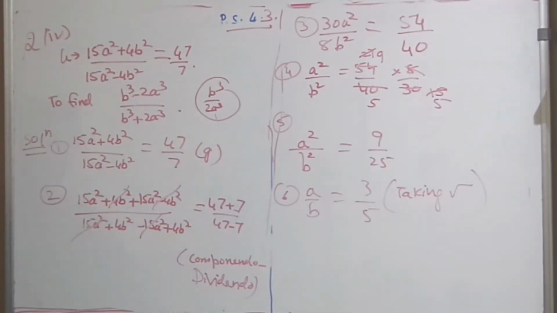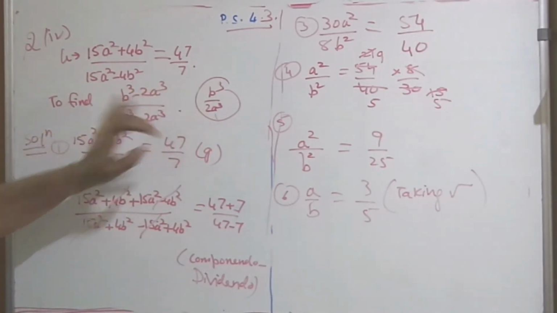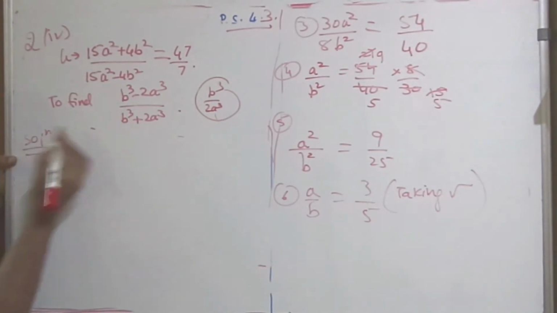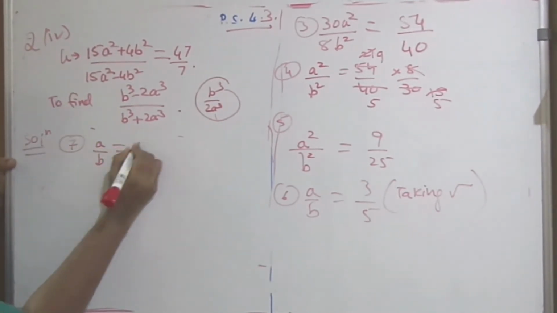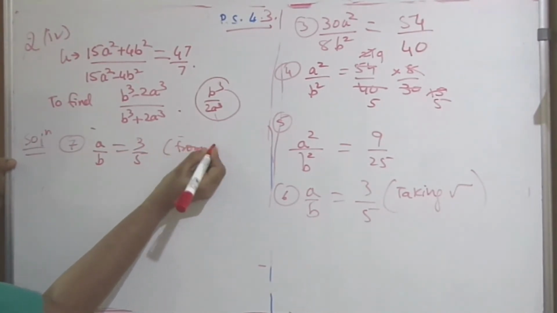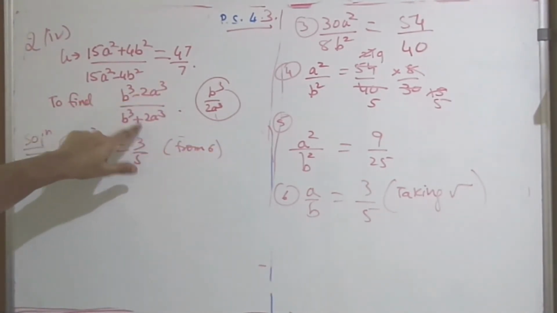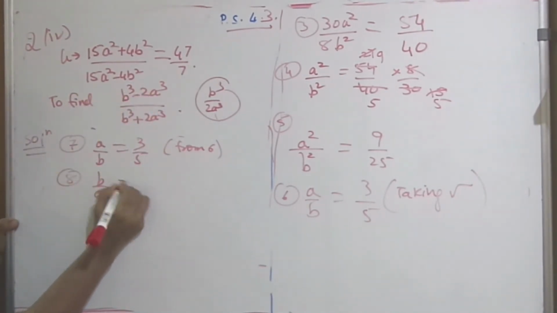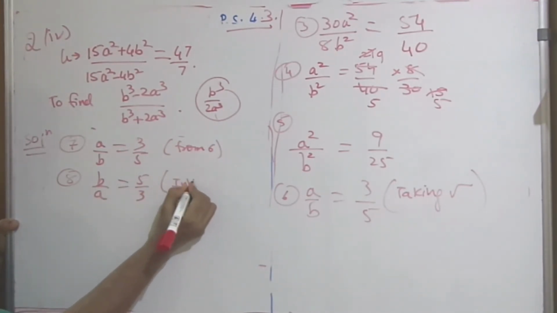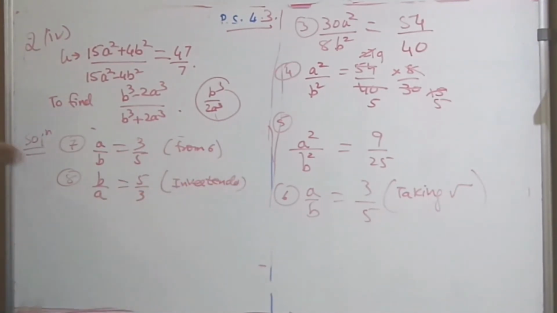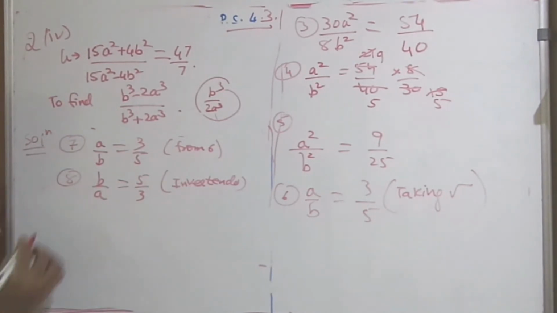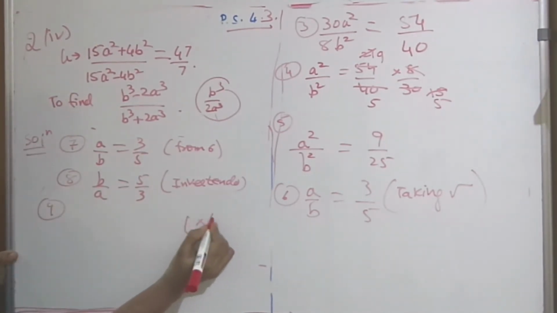Once you have a upon b, it is easy to find. b is up and 2a is down. I am rubbing this out because there is no place, and I'll write a upon b over here: a upon b is equal to 3 upon 5. But in what you have to find, b is first and then a. So that means you have to do invertendo: b upon a is equal to 5 upon 3. Now what do you see here? You can see a cube, but before doing the cube, can you see the 2 in the denominator? So you want 2 here. So multiply by 1 upon 2 on both sides.